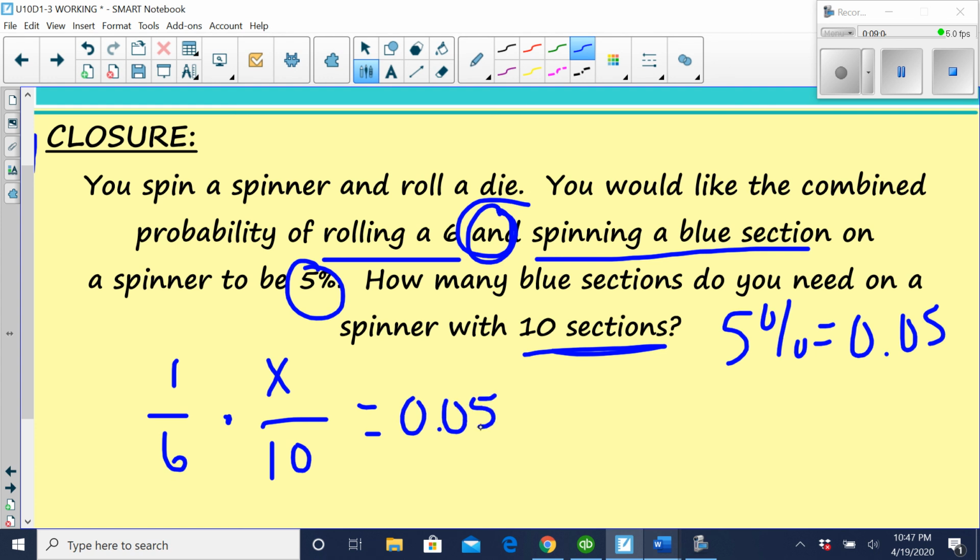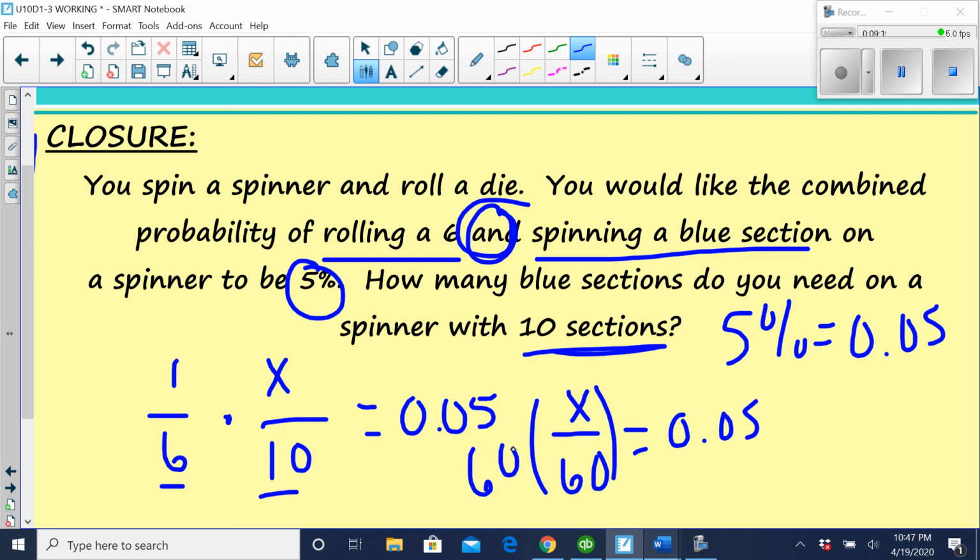Okay, multiplying fractions straight across. 1 times x gives me x. 6 times 10 gives me 60. So now I have x over 60 is equal to 0.05. How do I get x on a side by itself? Well, to get rid of that fraction, I need to multiply both sides by 60. What happens over here is they cancel out. So now I have x is equal to, if I take 0.05 times 60, I end up with 3. And really what they're asking is this would be 3 blue sections.